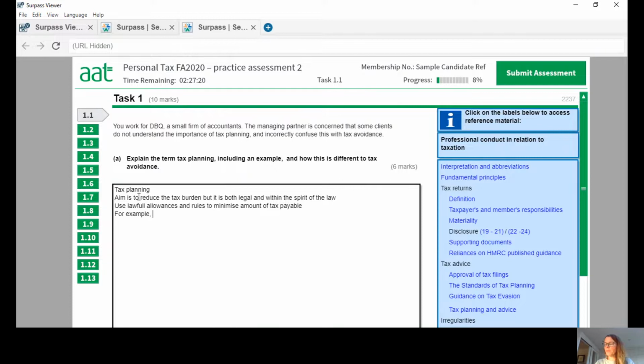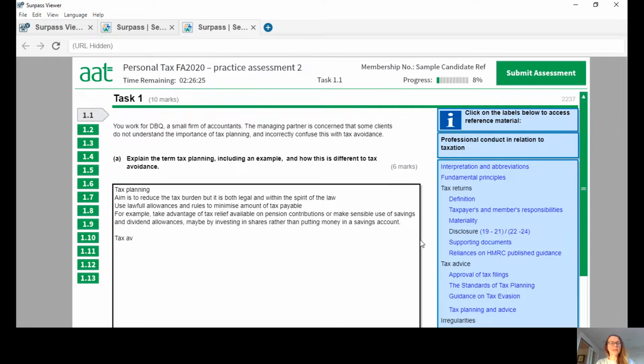So for example, you might take advantage of tax relief available on pension contributions, or make sensible use of savings and dividend allowances, maybe by investing in shares rather than putting money in a savings account. All right, so I've explained what it is, and I've actually given a couple of examples there.